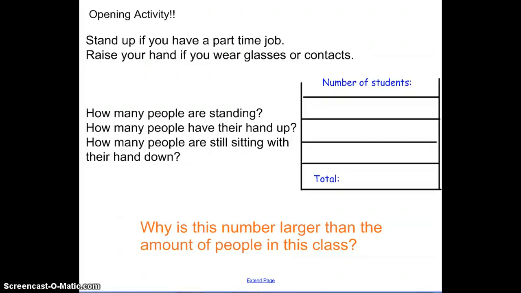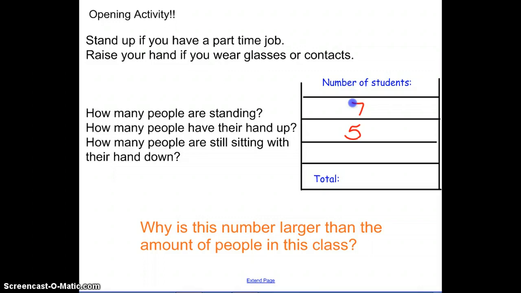Now in this table, let's record how many people are standing. Your results might be different than mine because I'm just taking a guess. So let's say that there are 7 of you standing. Again, your number might be different. How many people have your hand up? Okay, maybe there are 5 that have your hand up.